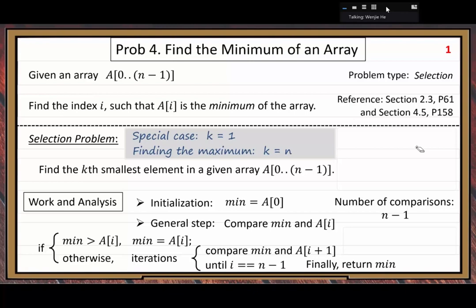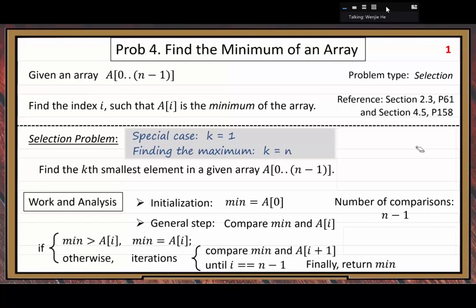Now, another question. Every time after we solve one computing problem, we need to ask ourselves, can we do better? Can we improve this algorithm? We always need to think about whether we can improve it or not. So the next question: can we do a little better than this algorithm? In other words, is this algorithm optimal?